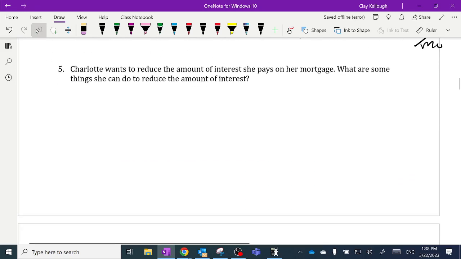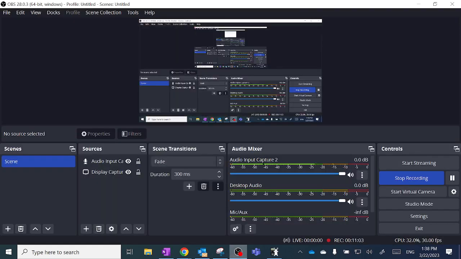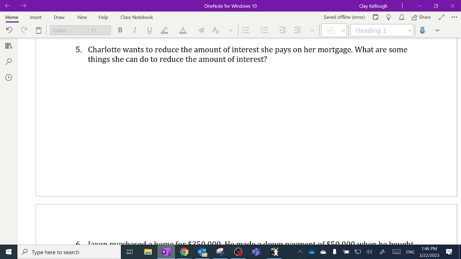5, no calculating involved. I'm just going to use my notes and try to remember our conversations in class. It says, what are some? Some means more than one. See if you can come up with 2 things Charlotte could do to reduce how much interest she's paying, and come back in 2 minutes, 1 minute per thing. And we're back. Okay, Charlotte wants to reduce the amount of interest she pays in the mortgage.